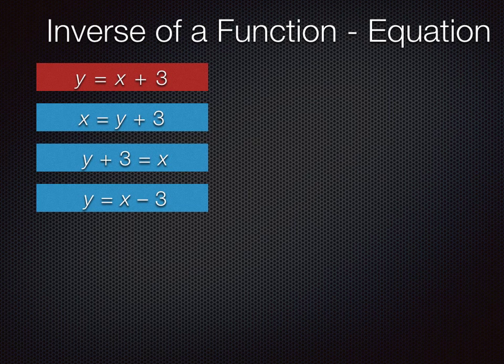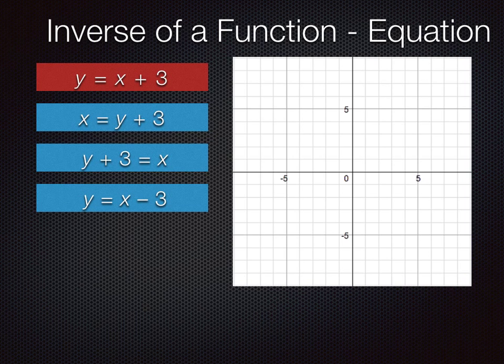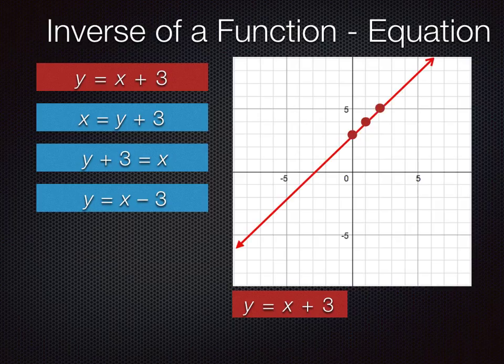So the original function, y equals x plus 3, has an inverse, which can be represented as y equals x minus 3. And now we can show that with a graph. To graph y equals x plus 3, we start with our y-intercept of 3. Our slope is 1, so we're going to go up 1, right 1, up 1, right 1. And we'll connect those points because this is a continuous function.